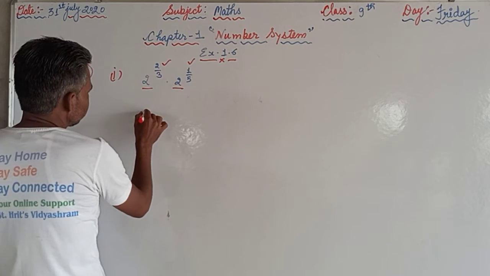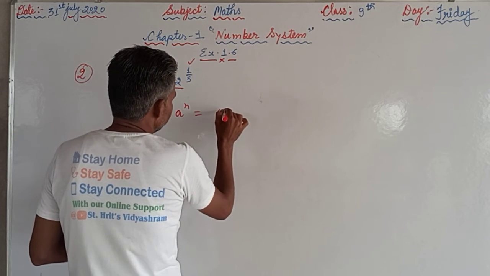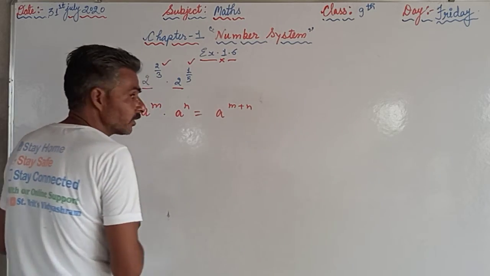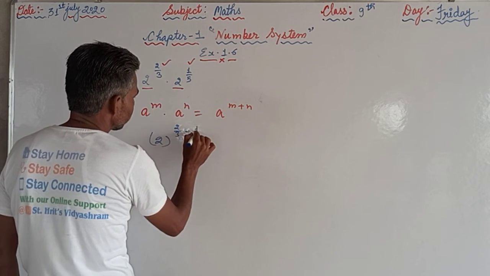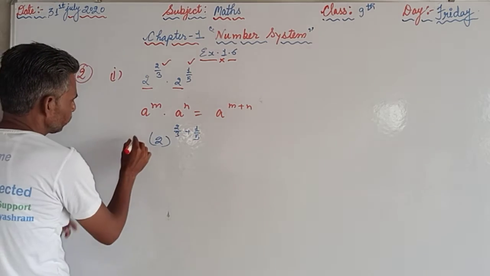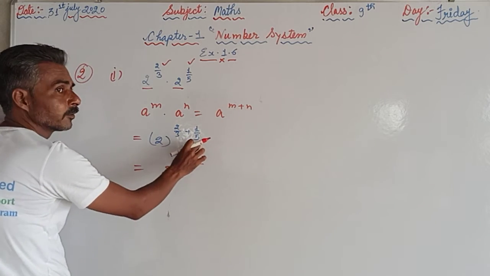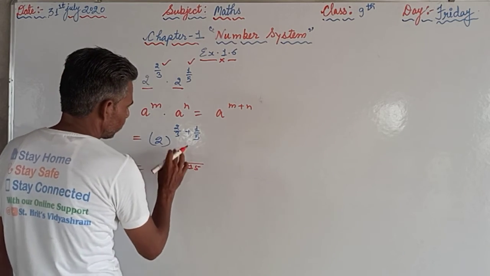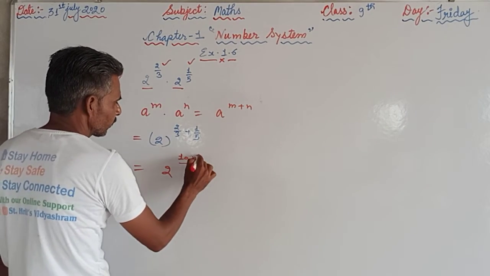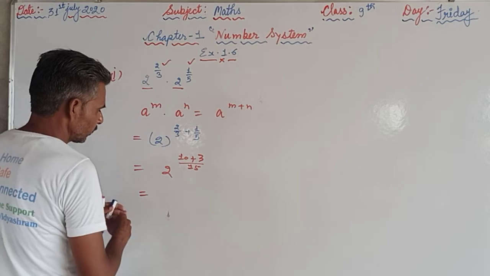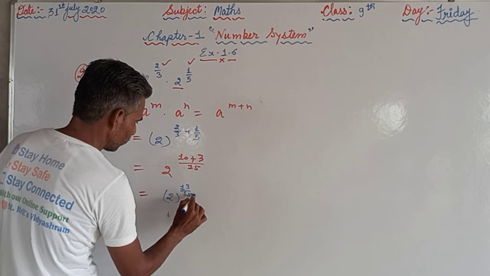So if this is like this, a raised to m into a raised to n, then the answer will be a raised to power m plus n. Powers will be added. So the answer will be 2 raised to power 2 upon 3 plus 1 upon 5. That will be equal to 2 raised to power, the LCM of 3 and 5 will be 15, 5 2s are 10 plus 5 3s are 15, 3 1s are 3. So we can write the answer in this form, 2 raised to power 10 plus 3, 13 upon 15.